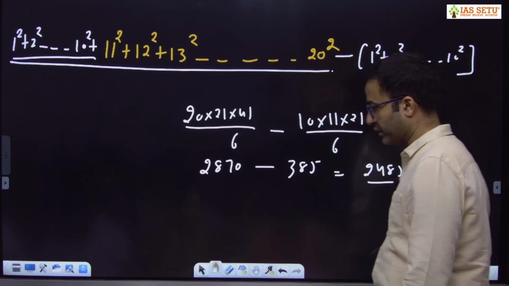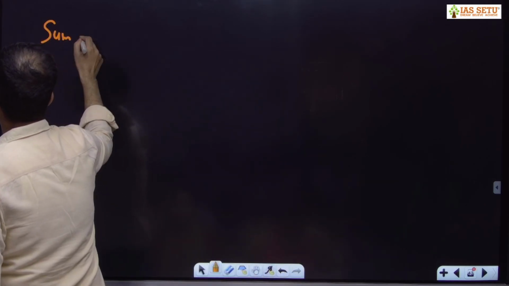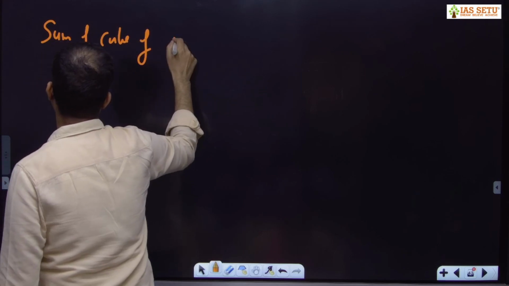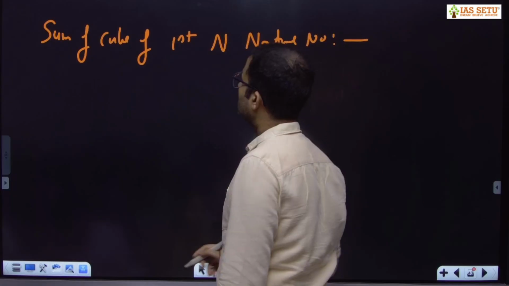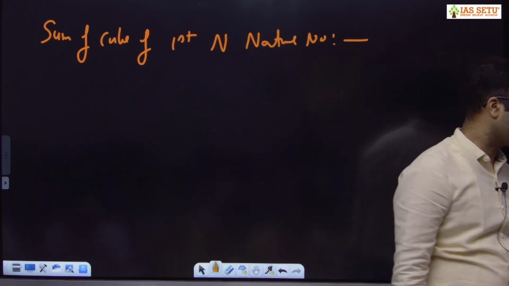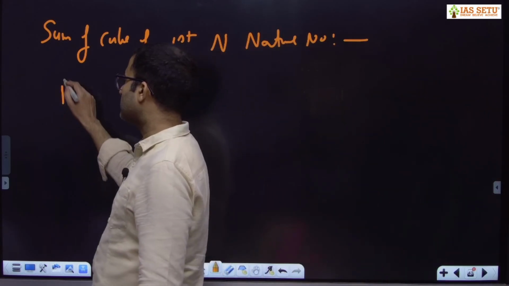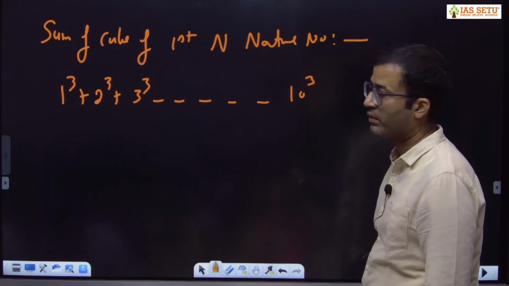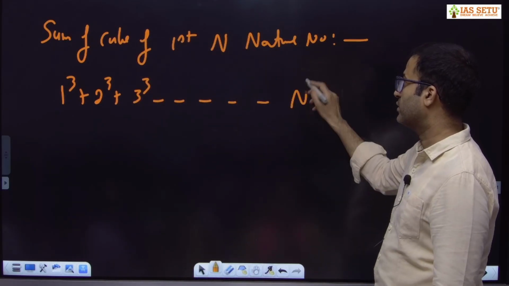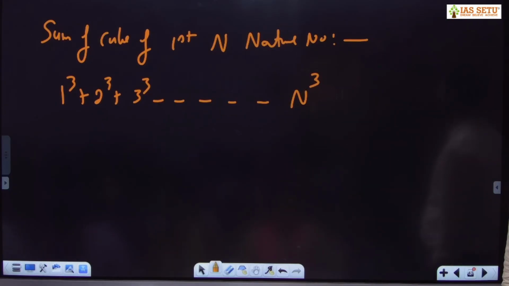Now next, rule number 3. Rule number 3 is sum of cube of first n natural numbers. By this what I mean, 1 cube plus 2 cube plus 3 cube up to n cube, sorry. Sum of cube of first n natural numbers, 1 cube, 2 cube, 3 cube up to n cube. Can anyone tell me what is the formula here?